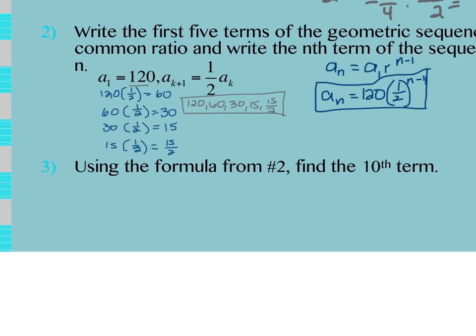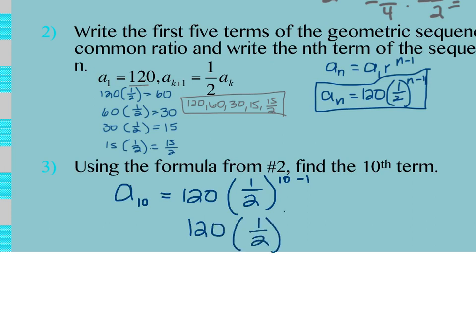Then number 3 says, using the formula from number 2, find the 10th term. So I want to find a sub 10. So 120 times 1/2 to the 10 minus 1, which is going to be 120 times 1/2 to the 9th power. Now you can use your calculator to help you here, but you need to make sure that you keep it exact, so you're keeping it as your fraction. So I would do 1/2 to the 9th. This is 120 times 1 over 512.